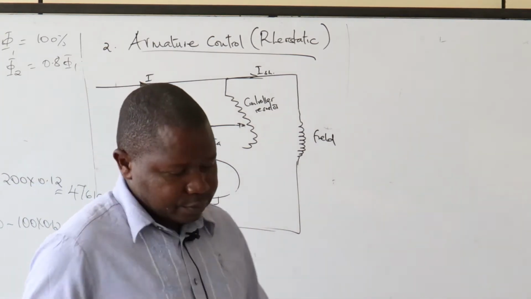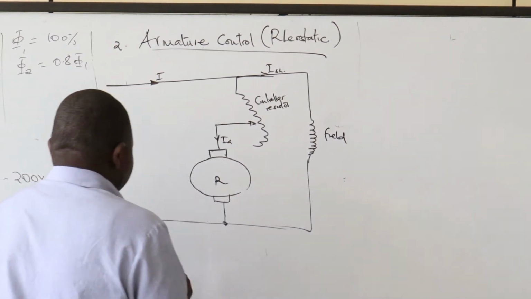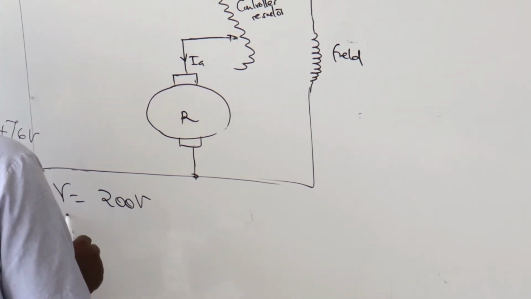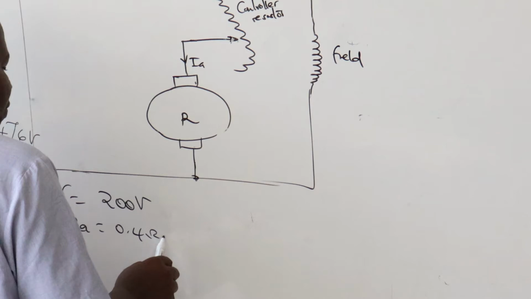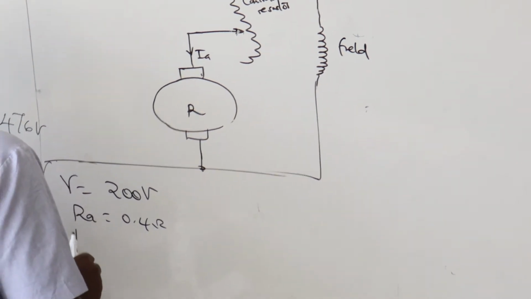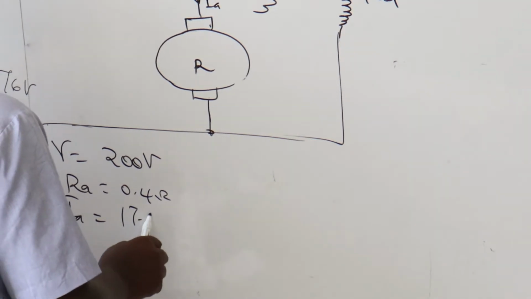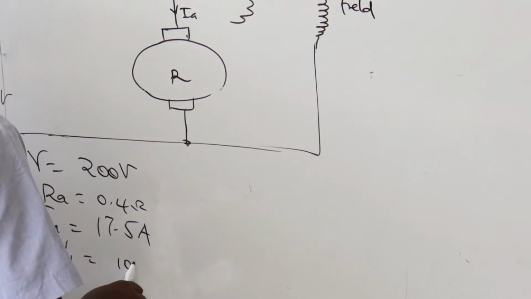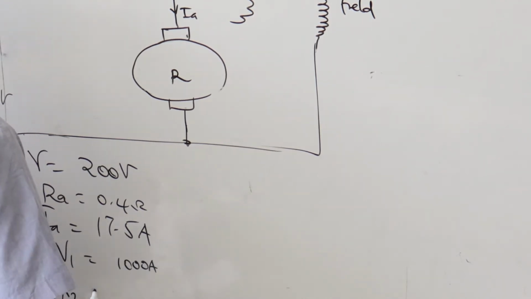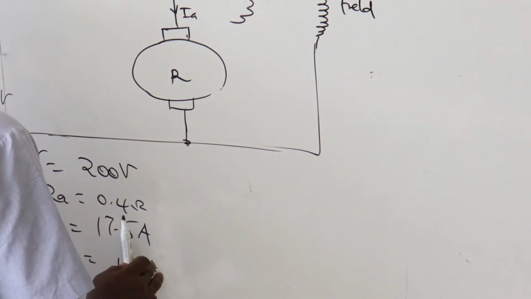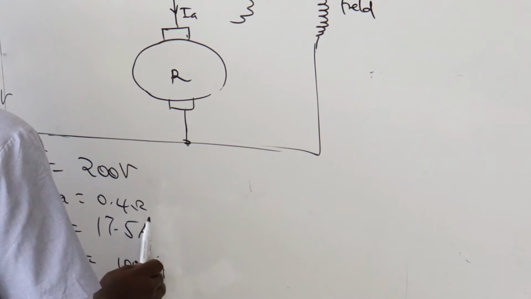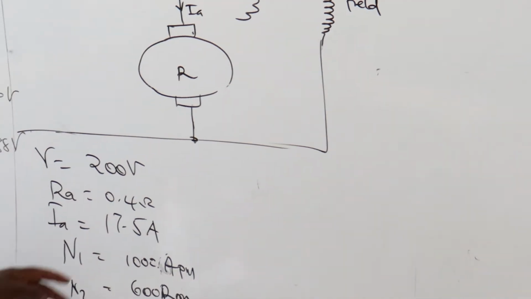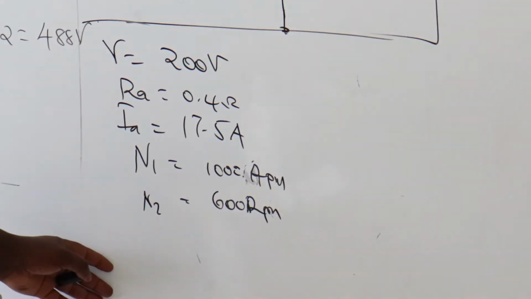So what do you have? We have V of 200 volts, RA 0.4, I 17.5. What else? N1 1000, N2 600 RPM. What else? What else have we forgotten?